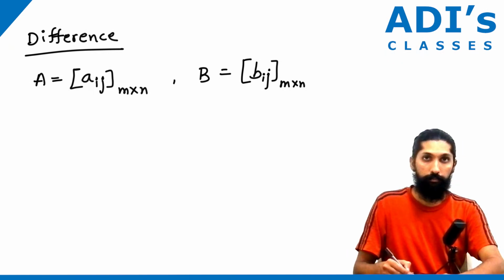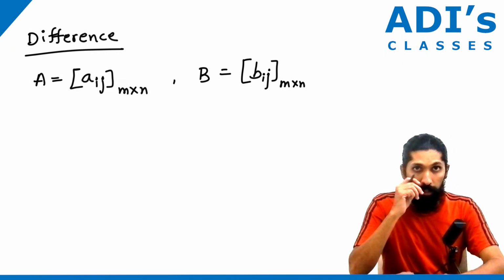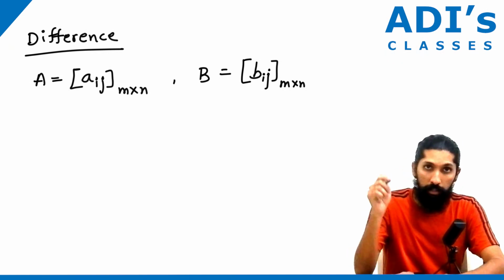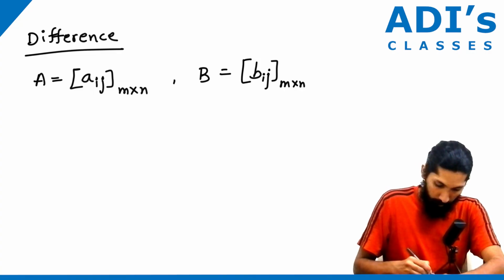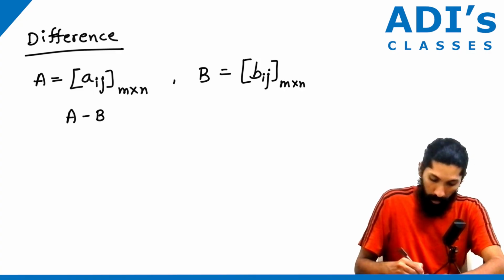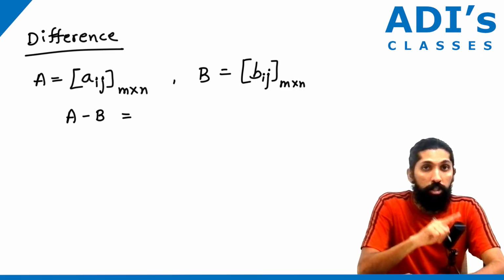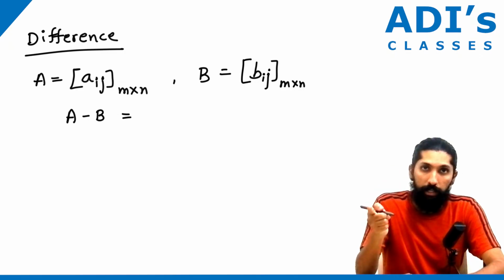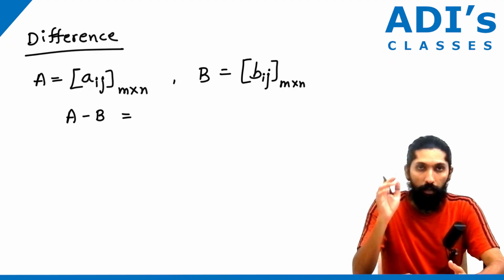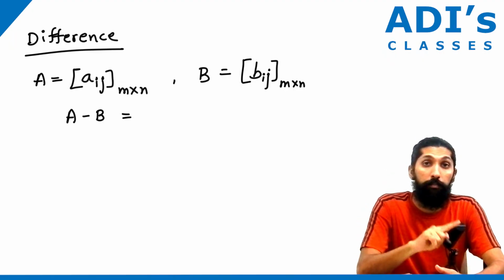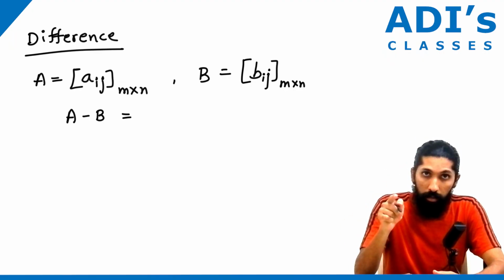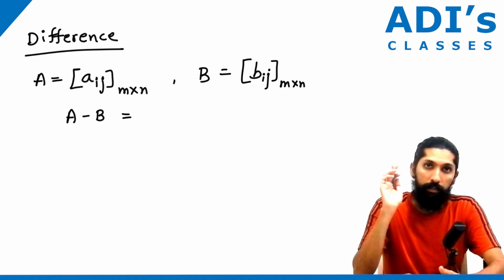Now what are we looking at? We are looking at A minus B. Here you subtract each and every element. Just like addition, there is no difference at all. You subtract each and every element of the two corresponding matrices.